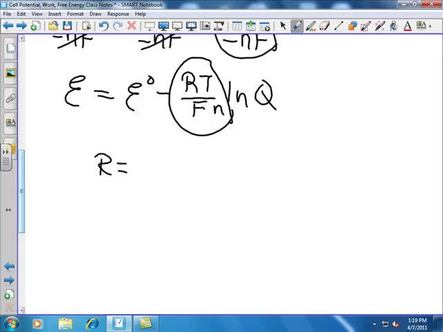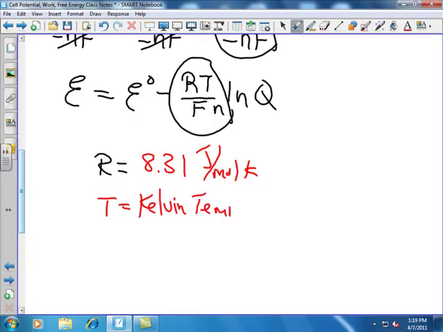0.08314. Okay, except we're going to do it in joules this time. So it's 8.31 joules per mole Kelvin. What's T? It's the Kelvin temperature, right? Okay, what's F? It's Faraday's constant, 96.5.